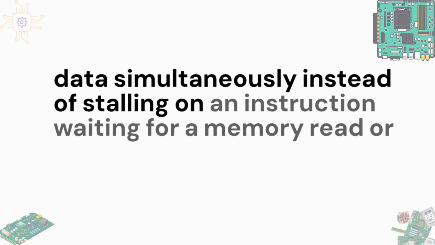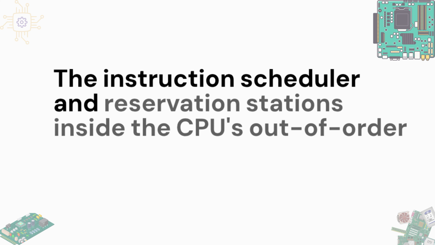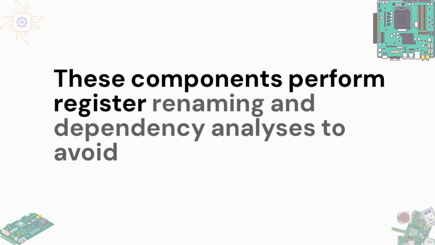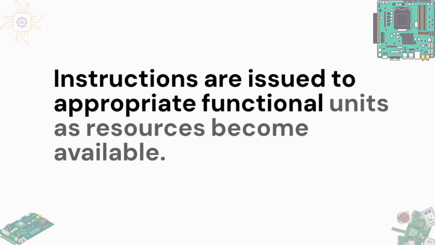Instead of stalling on an instruction, waiting for a memory read or data dependency, the instruction scheduler and reservation stations inside the CPU's out-of-order execution engine scan for subsequent independent instructions. These components perform register renaming and dependency analyses to avoid pipeline hazards like read after write and write after write. Instructions are issued to appropriate functional units as resources become available.